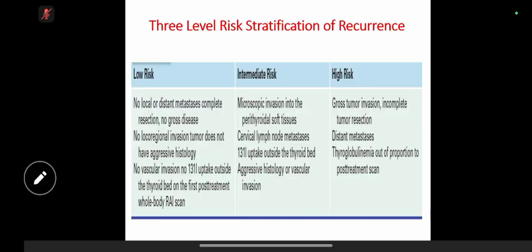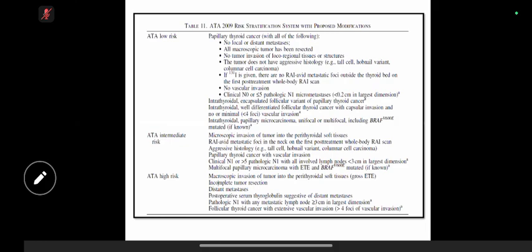In intermediate risk, there is microscopic invasion into the perithyroidal soft tissues, cervical lymph node metastasis, aggressive histology or vascular invasion, and iodine uptake outside the thyroid bed is present. In the high risk, there is gross tumor invasion, incomplete tumor resection, distant metastasis, and thyroglobulin out of proportion to the post-treatment scan. So this is again what we have discussed in the earlier table. This is in detail the ATA 2009 risk stratification system proposed for modifications.